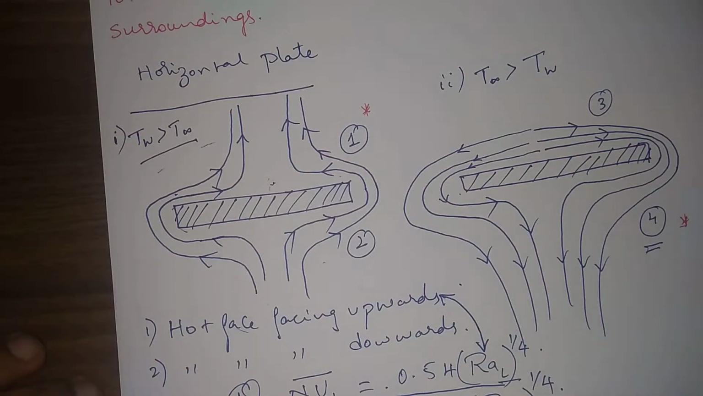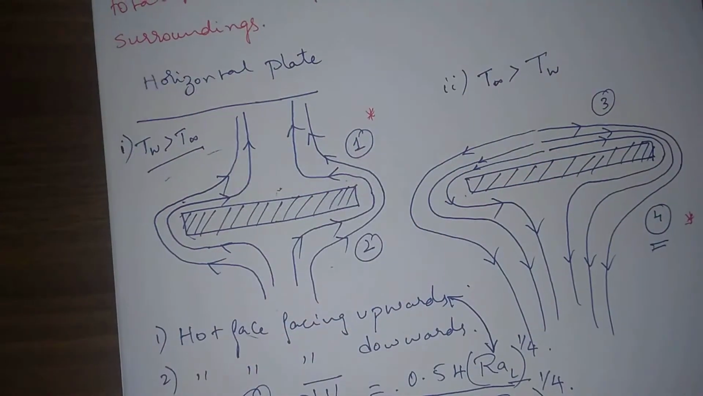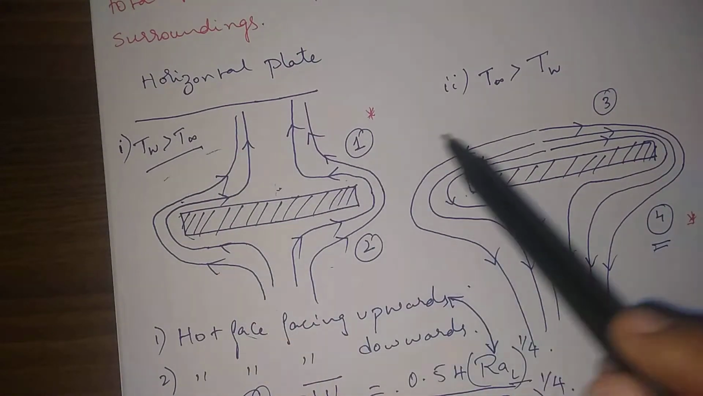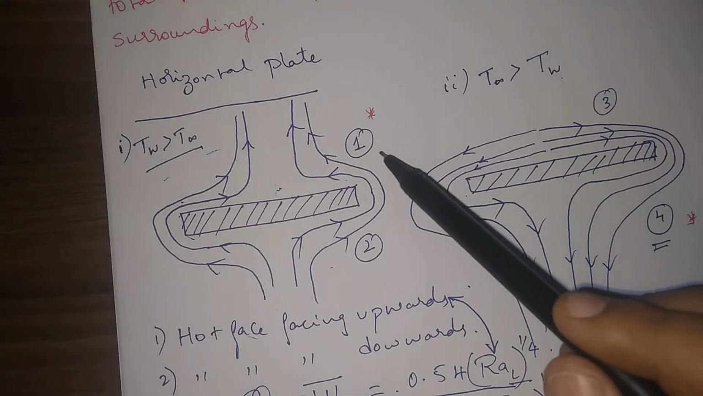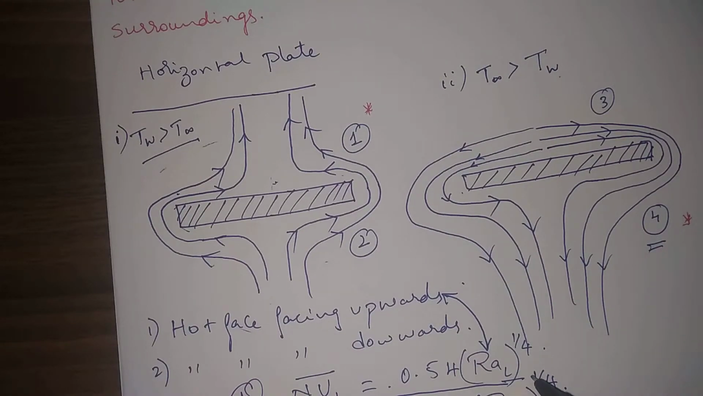These are one and the same. So you can see here 1 and 4 are one and the same, where the circulation happens, that is when T wall is greater than T infinity or T infinity is greater than T wall. To calculate the Nusselt number correlation for 1 and 4, Nu average is equal to 0.54 Ra_L to the power of 1 by 4.